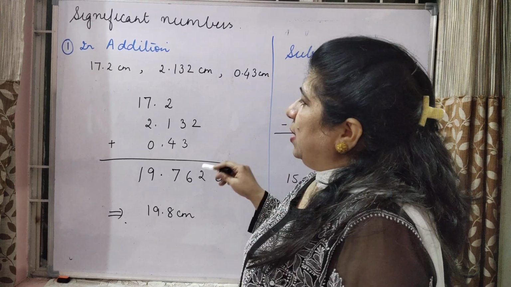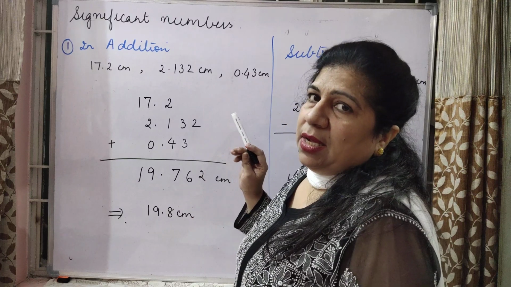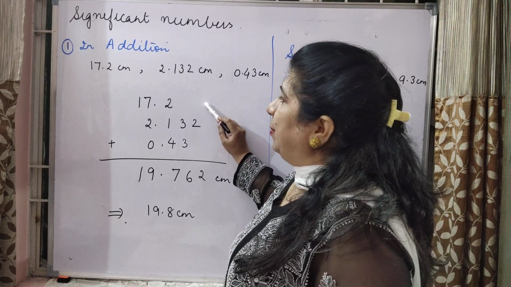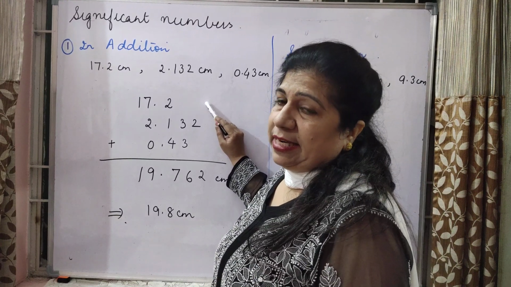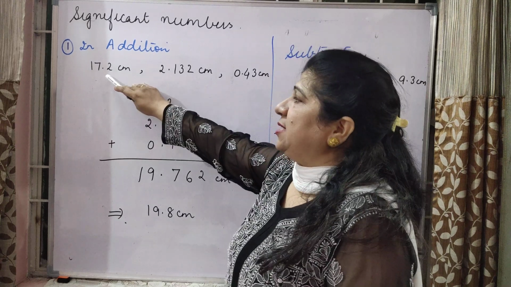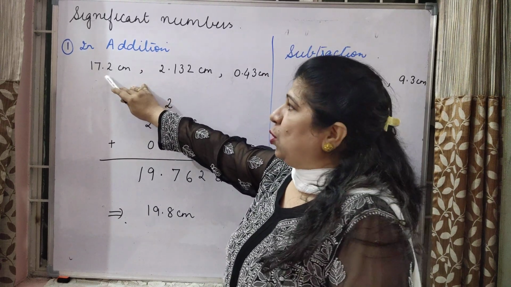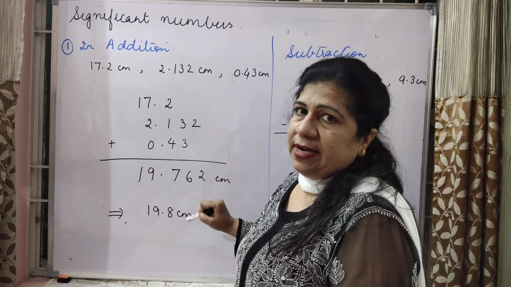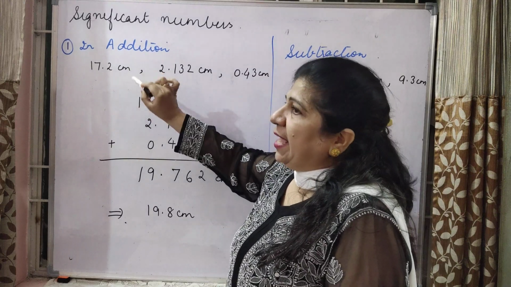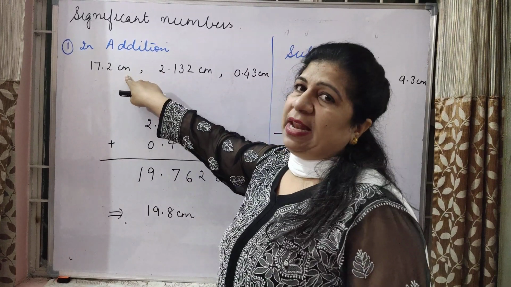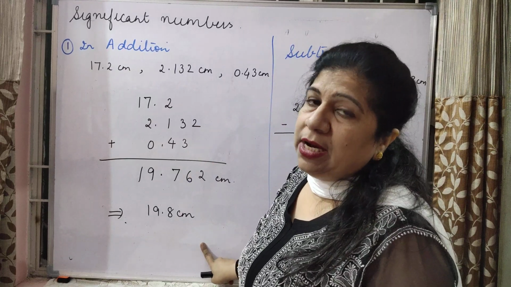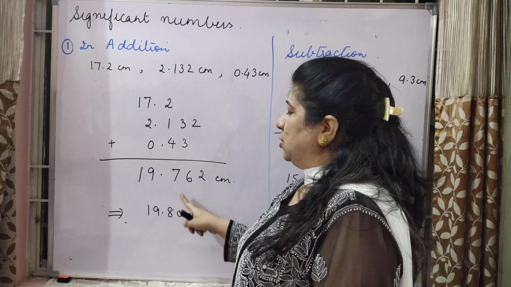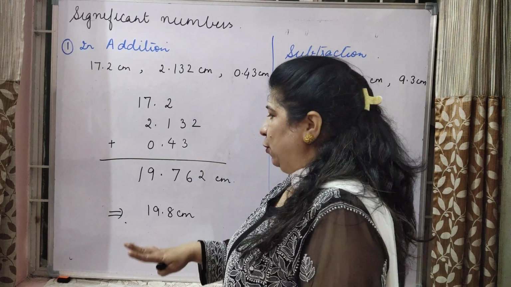Now, what we need to do is write it in the proper number of significant digits. So what we check here is which number has the least digits after the decimal. You see there is one digit after the decimal. So whatever the answer is, it will be rounded off to one digit of decimal. If this question had two digits of decimal as the least, then the answer would also have been in two digits of decimal. But the least digit after decimal is 1. Hence the answer is also rounded off as 19.8, and I hope you can understand.